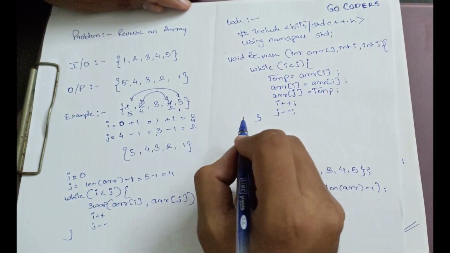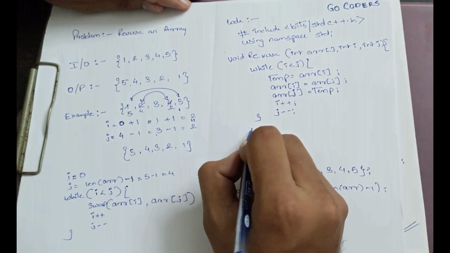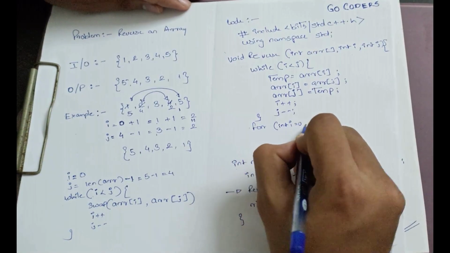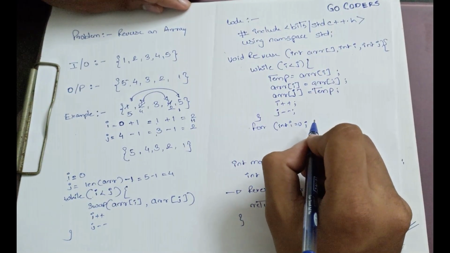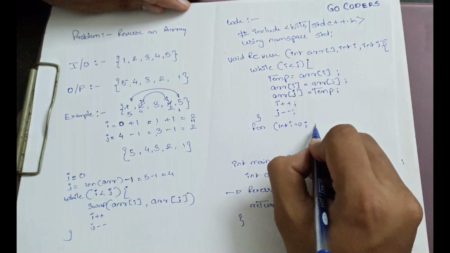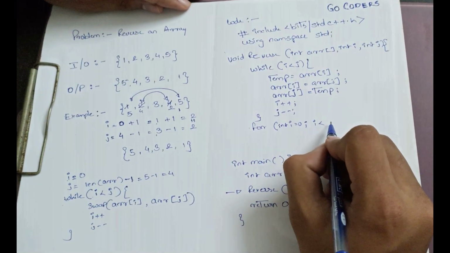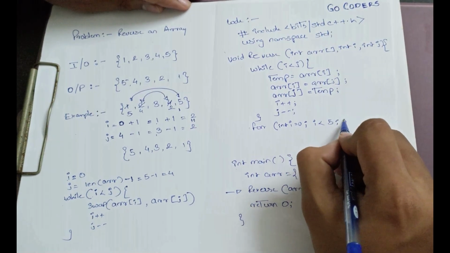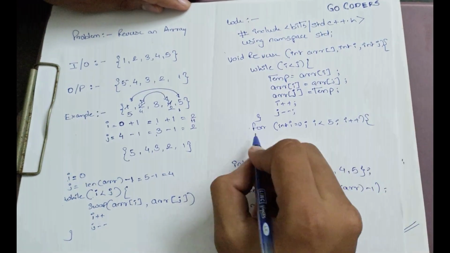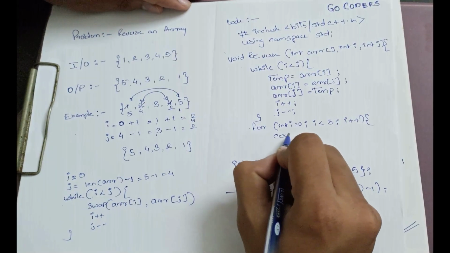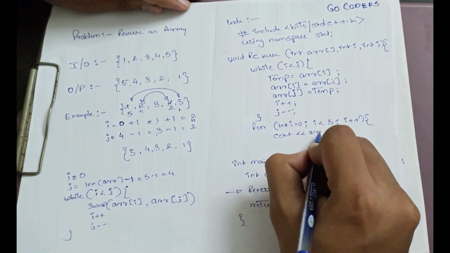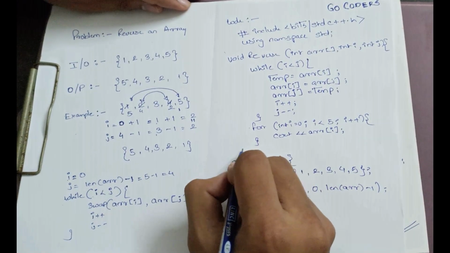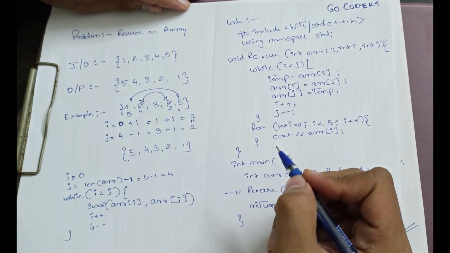Okay. After this loop, we have to print the output. So what we can do, we can use a for loop. For int i is equal to 0, i less than 5, i plus plus, cout element at i. Close the for loop. Close the function.